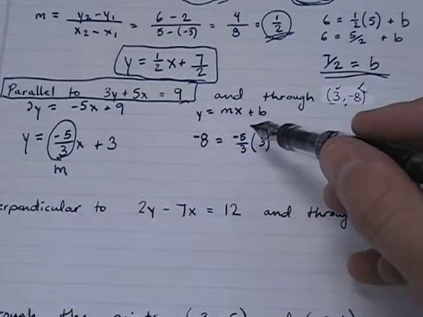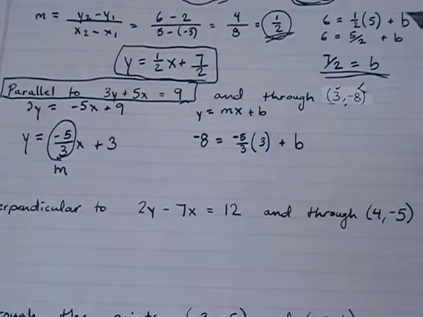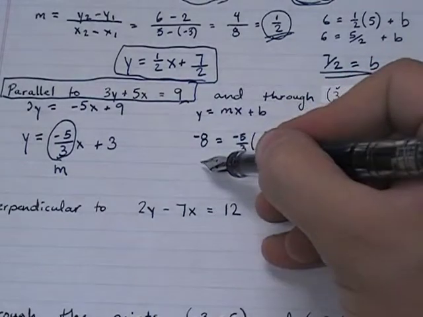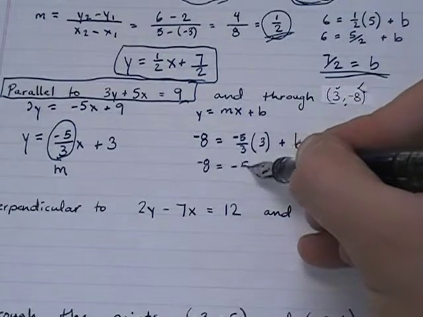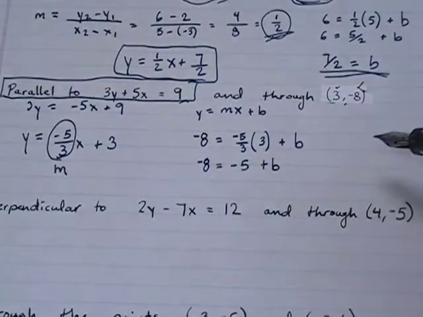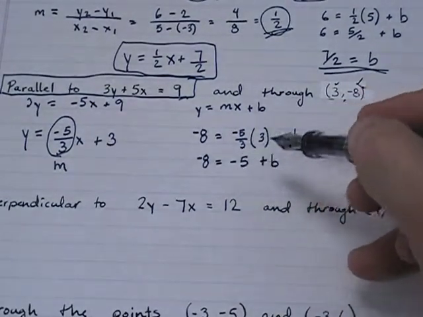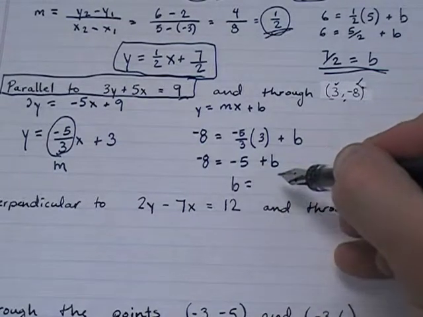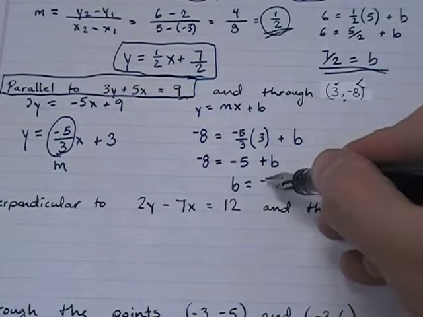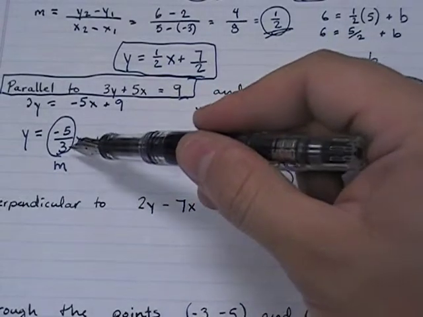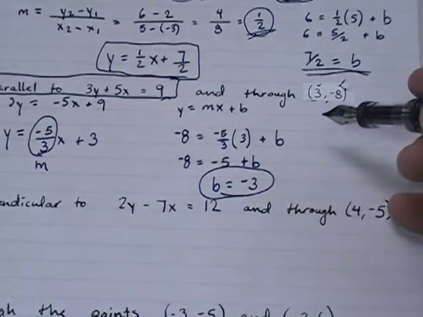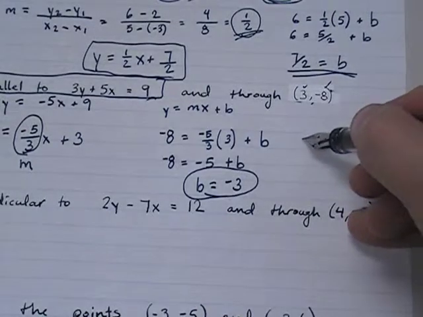And negative 5/3 times 3 is -5. So I end up with -8 equals -5 plus b. And if I move this over, I end up with b equal to -3. Okay? So I know m, I know b. Write my equation. What is my equation?